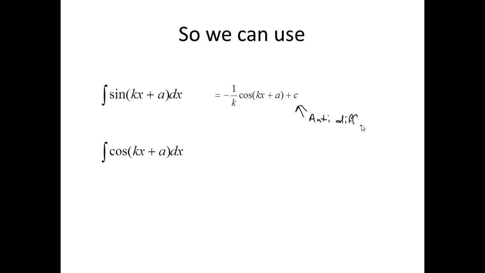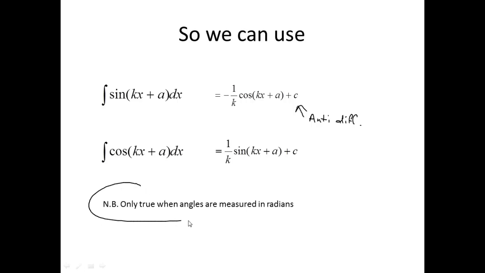Now let's do the antiderivative of cos(kx plus a) with respect to x. That gives us 1 on k sine(kx plus a) plus c. Okay, important. We're talking about angles measured in radians. If they ask for the angle in degrees, this doesn't hold, so we're dealing with radians in this situation.